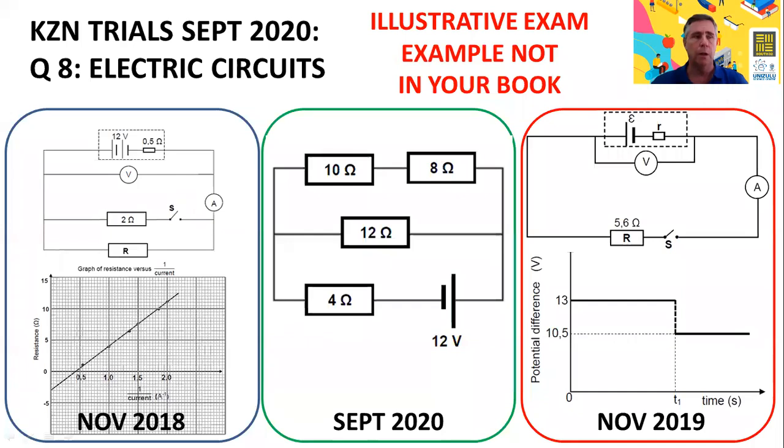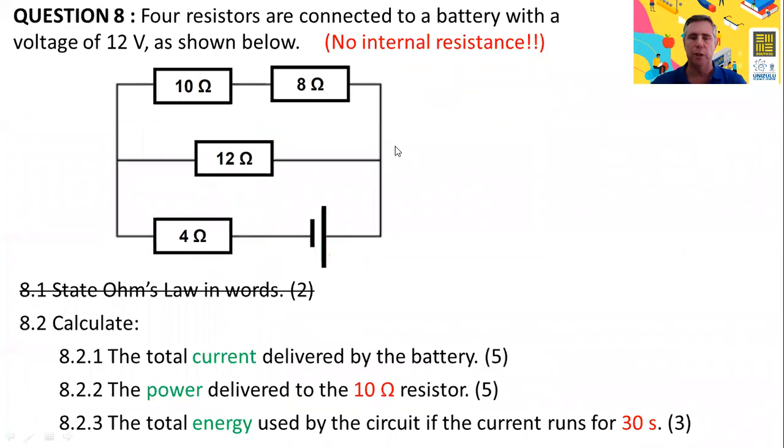so just pay attention to the screen. There is always some circuit analysis which happens in question 8, whether there are graphs or not. And we're going to look at a question from the September 22 trial exams, which were in KZN. It's not in your book, so just pay attention on the screen.